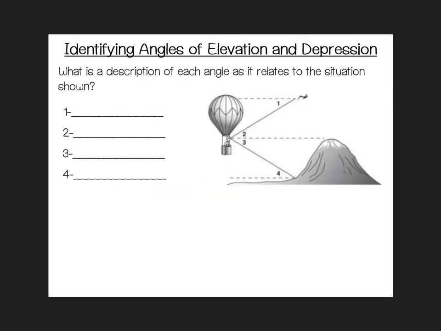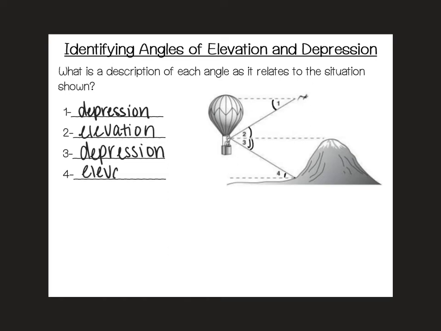So in this first few examples, we're just determining if the angle shown is elevation or depression. If you look at angle 1, this bird is looking down, that would be depression. In the second one, the person is looking up at the bird, that's considered elevation. This third one, the person is looking down at the ground, so that would be depression. And then lastly, down here, this would be looking up, so that is elevation.